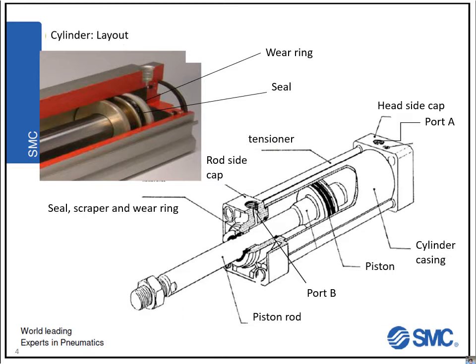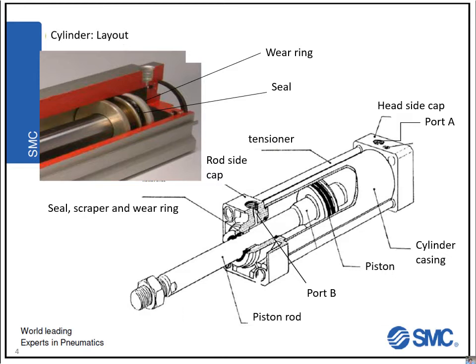The same happens at the rod side cap. There are seals and wear rings. And over here you see a scraper as well. The scraper is usually used in hydraulic appliances to prevent oil from moving to the outside of the cylinder and giving a lot of mess. So that's what scrapers are used for. But in pneumatic cylinders, these are not always used. So let's go to the next slide.